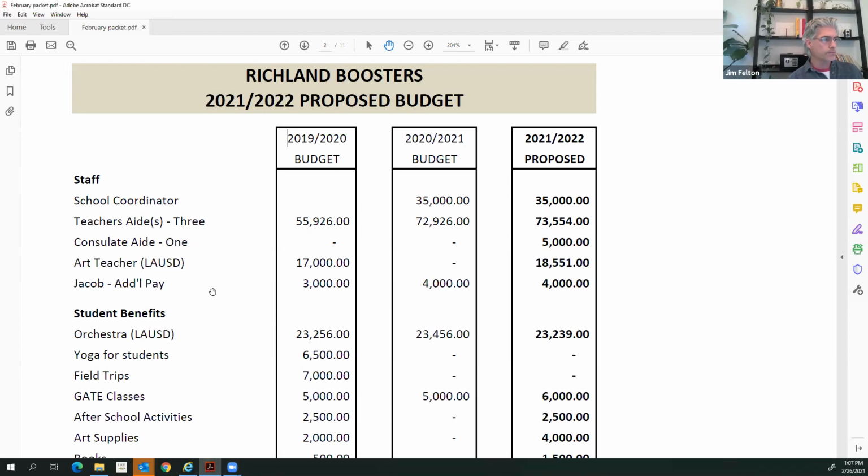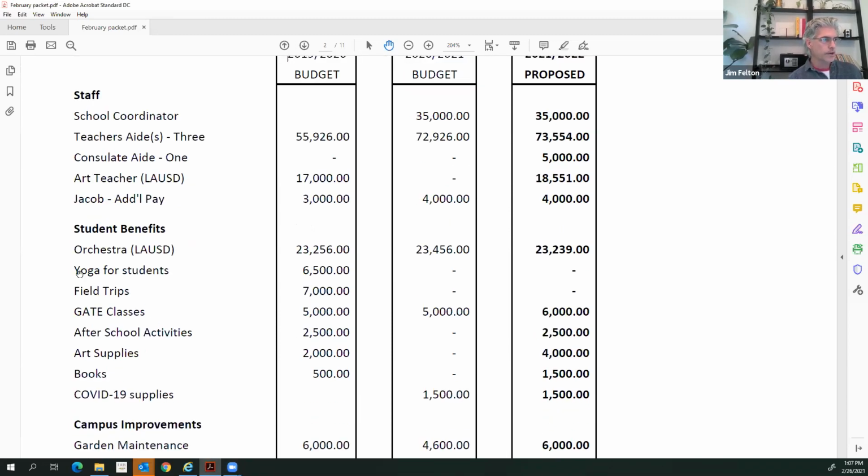The next line item is student benefits, which is pretty self-explanatory. Orchestra, and again, as we're opening up.